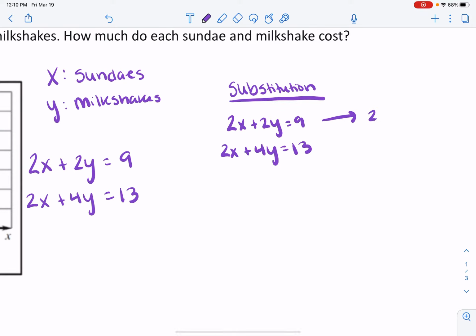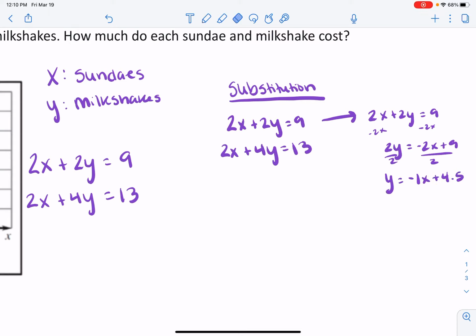So we've got 2x plus 2y equals 9. I'll subtract 2x on both sides here and then divide by 2. Okay, so now we know what y is equal to. We know that y is negative 1x plus 4.5. So we can go ahead and take the other equation, 2x plus 4y equals 13, and we can go ahead and substitute that in for y.